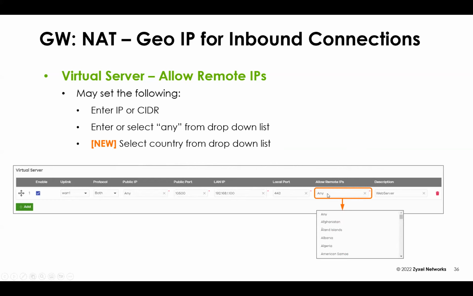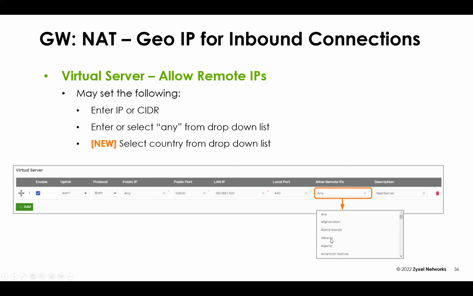So you could choose and type in a specific external IP address, and this allow remote IPs is specifically to allow only certain IP addresses in this list to have access to this port forwarding rule. So it is a way to lock down your port forward. So now instead of only allowing IP addresses, we now allow for the Geo IP. So we can tighten the rule even further and say we only want IP addresses from this specific country.